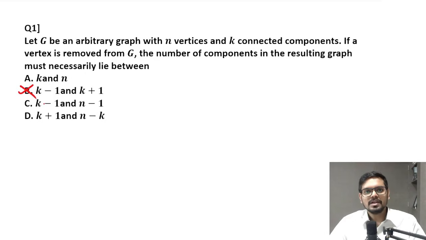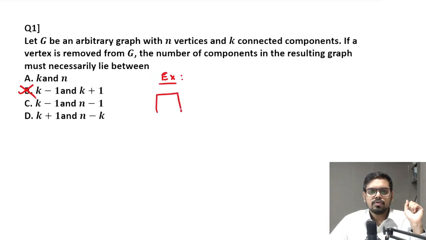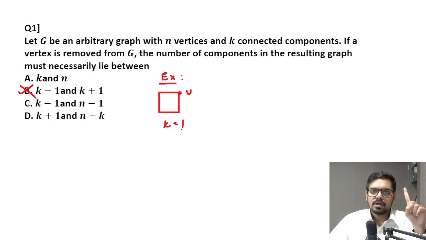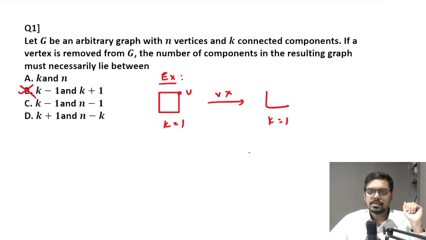That is absolutely wrong. Also explained in our conceptual class. So do you remember? Very big discussion I have made on this. If you remember, it's good. If you do not remember, no problem. Let me explain again. See, a lot of students take this example and they say that this graph is having connected component 1. Remove the vertex V. Resultant graph is like this. Still the number of components is 1.